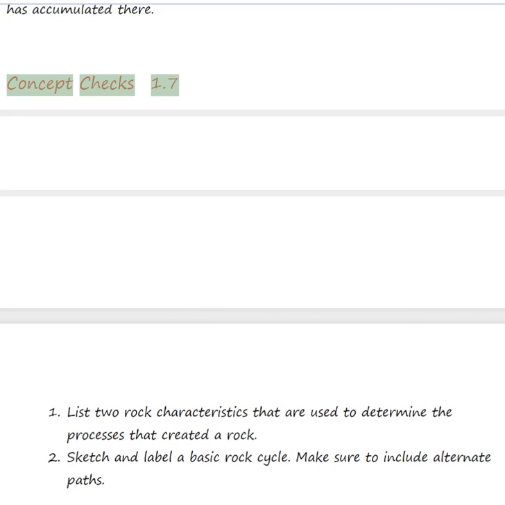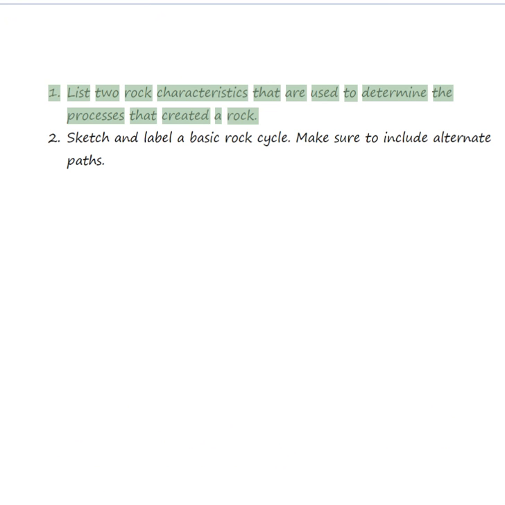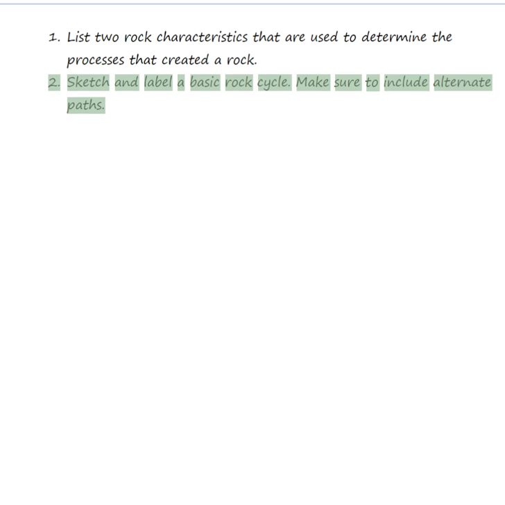Concept checks 1.7. 1. List two rock characteristics that are used to determine the processes that created a rock. 2. Sketch and label a basic rock cycle. Make sure to include alternate paths.